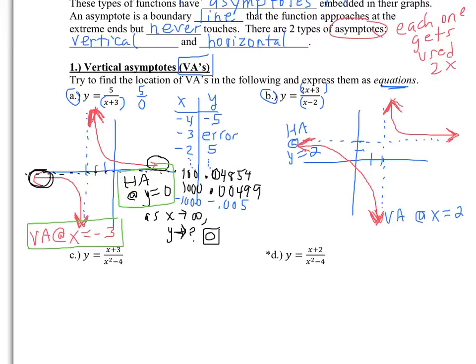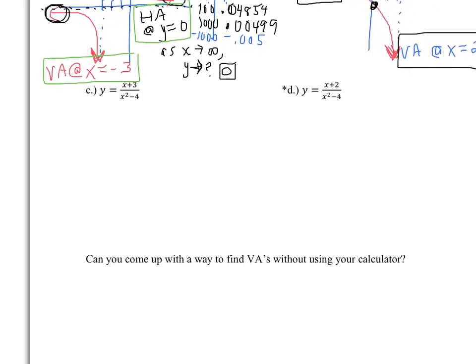So that's our function, and you could easily find your intercepts to help you make a more accurate graph. We talked about how to do that. So here we have HA at y equals 2, and we have a VA at x equals 2. So I want you to begin thinking about how we can determine where a VA is without actually looking at the graph. And then the same thing for the HA. Let's go down here. Take a look at C.